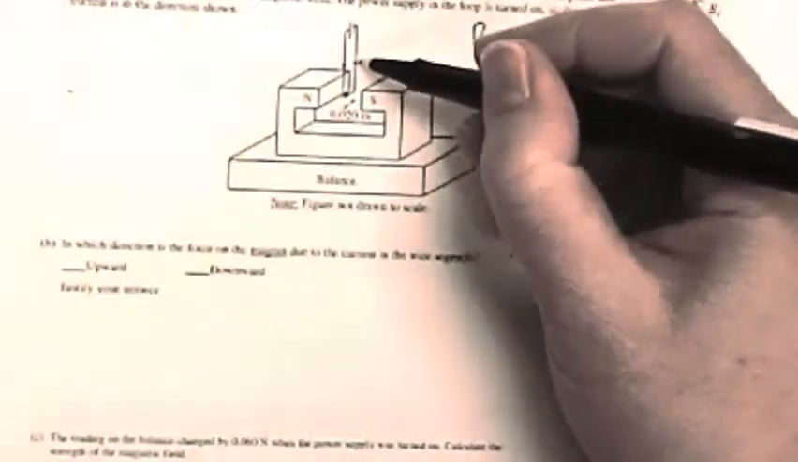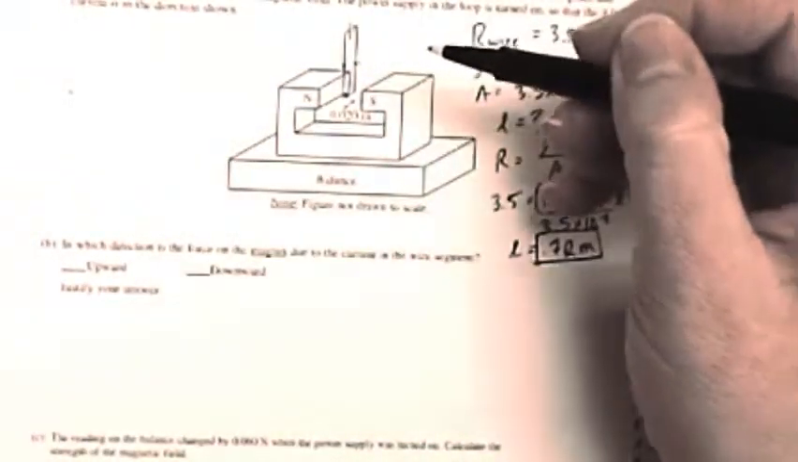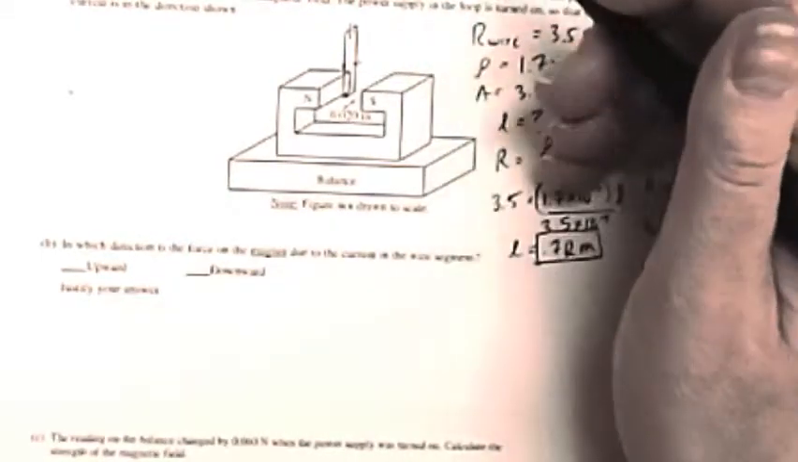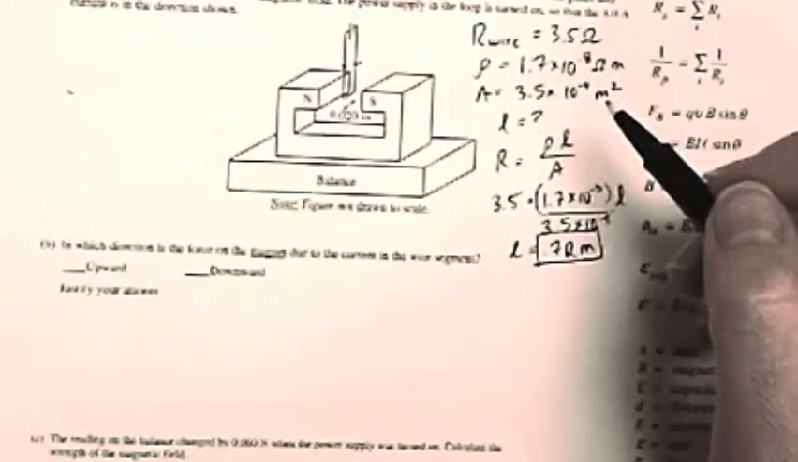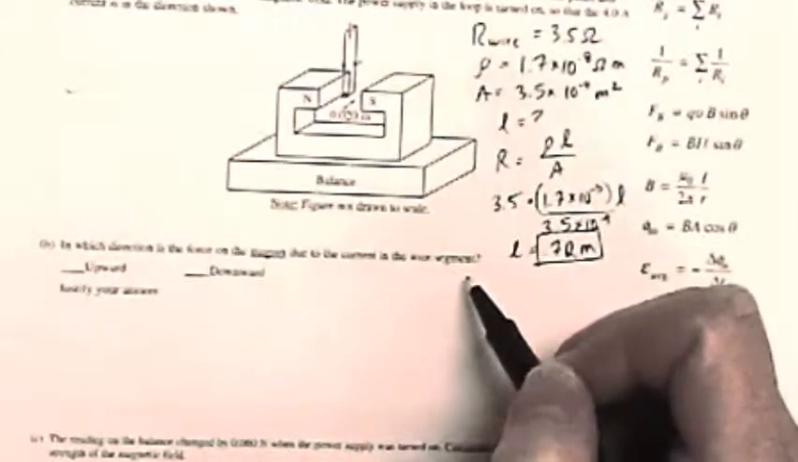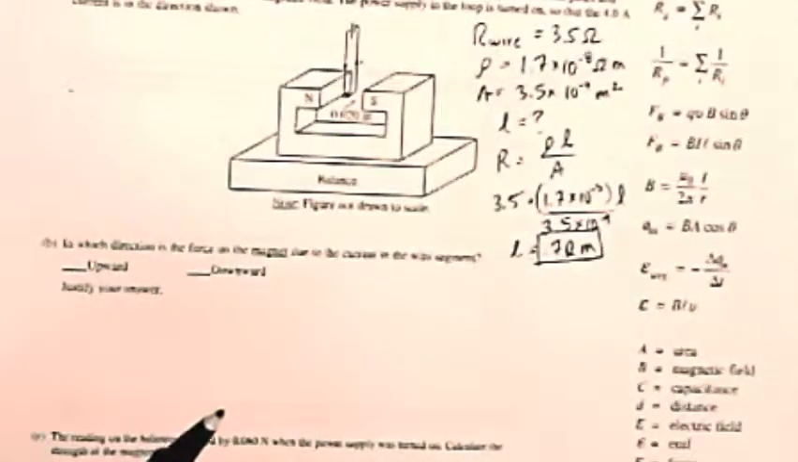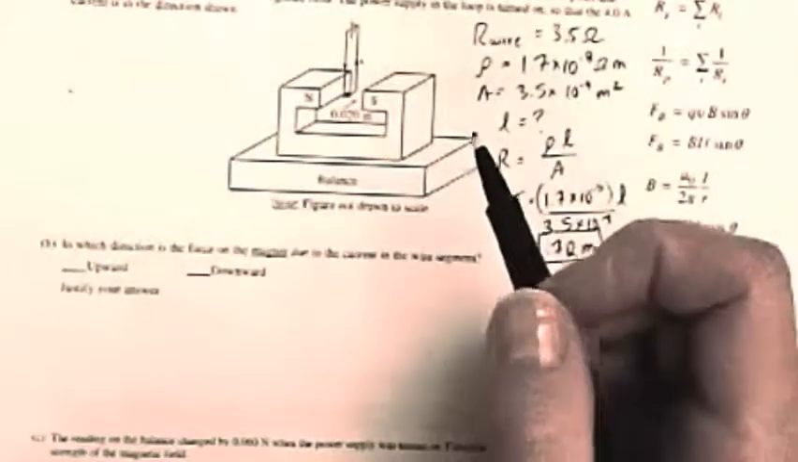We can see the direction of the current here by these arrows. This is conventional current or positive charge flow. We will use our right hand to figure out anything about forces. In which direction is the force on the magnet due to the current in the wire segment? So this is asking about the force on the magnet, not the force on the wire. Now the right hand rule that we use tells us the force on the wire. Let's think about that first.